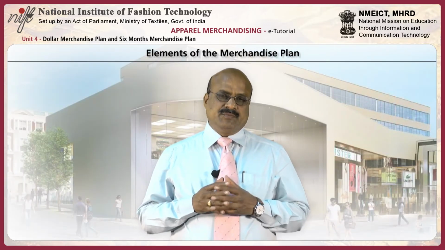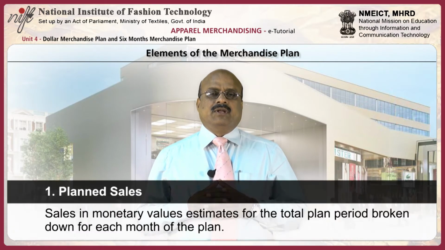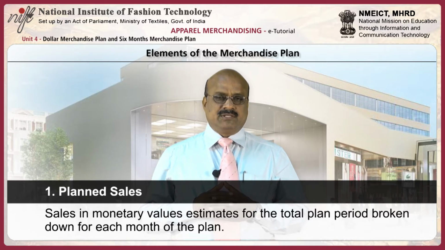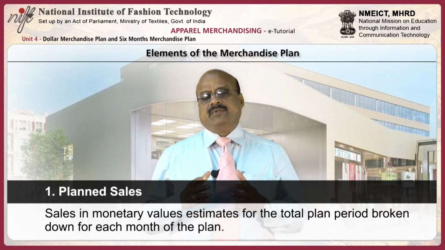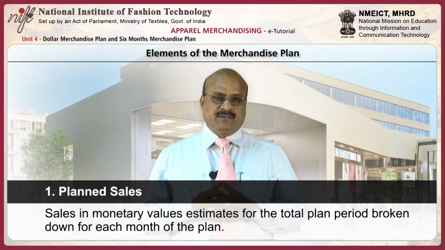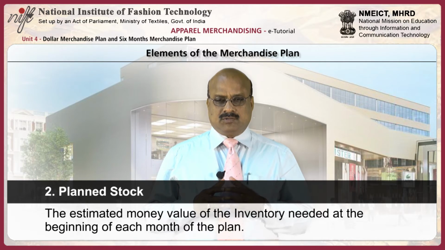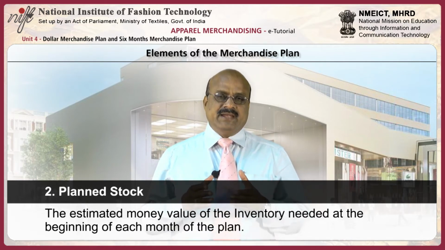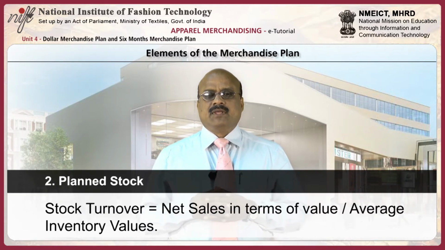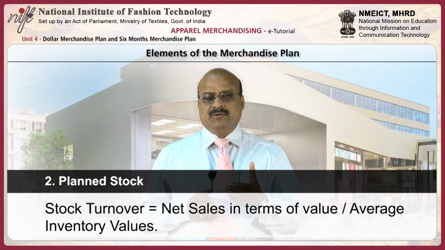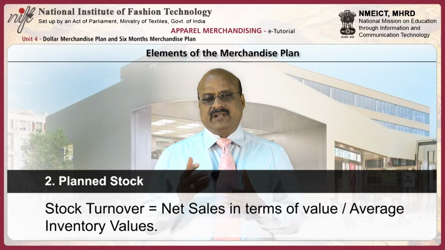The key elements of merchandise plan are: 1. Planned sales. This is the sales in monetary values estimates for the total plan period broken down for each month of the plan period. 2. Planned stock. It is the estimated money value of the inventory needed at the beginning of each month of the plan period. Stock turnover is equal to net sales in terms of value divided by the average inventory value.